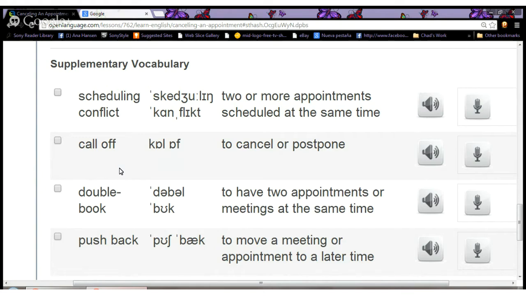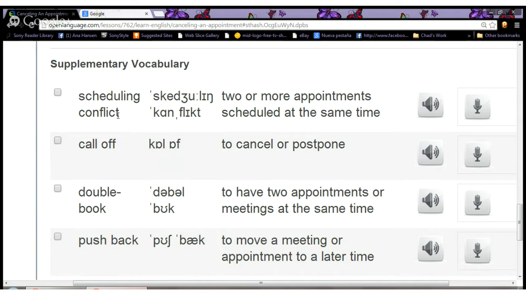Excuse me, teacher. We can use also double book in the passive form. This appointment is double booked. Yeah, in past tense. I would usually use that in the passive form. Double book is a verb, but scheduling conflict is a noun. So I was double booked. Did you double book me? Scheduling conflict. That would be the main difference, because relatively they have the same meaning.